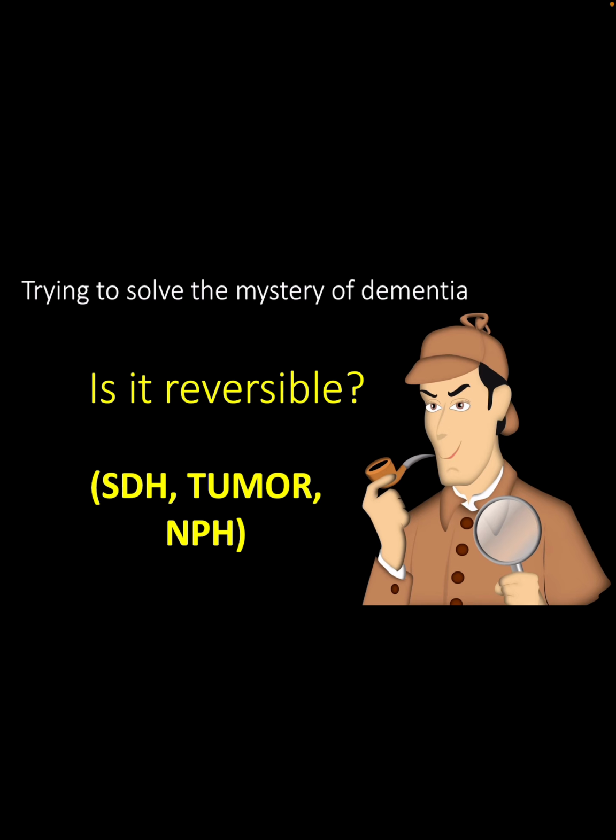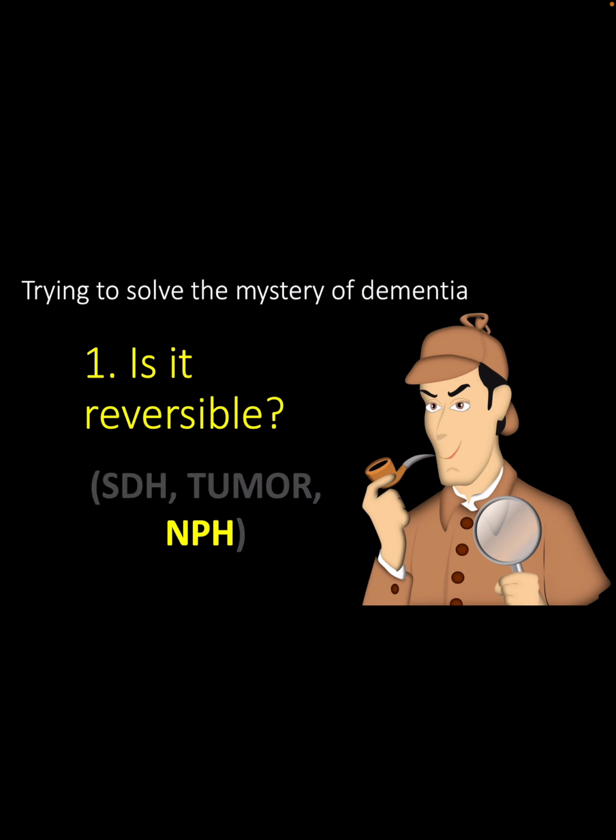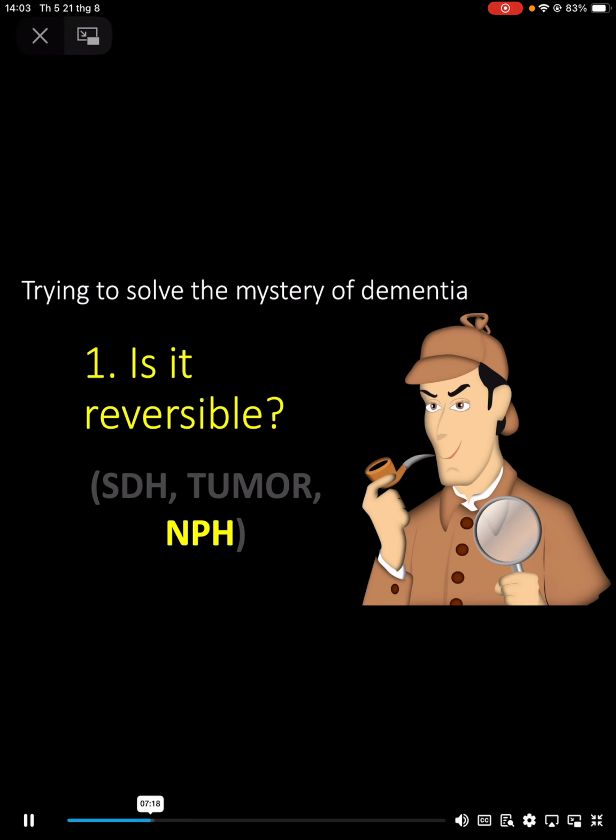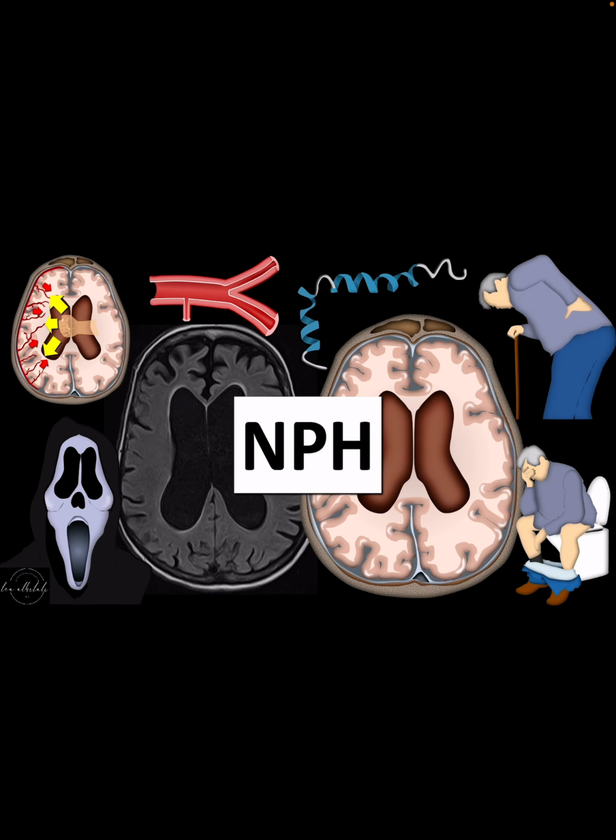So let's start with the first question. Is it a reversible cause of dementia? Now, you probably know how to diagnose a subdural hematoma or a tumor. You don't need my help with that. So instead, I'm going to concentrate on the more tricky possible reversible cause of dementia, and that's normal pressure hydrocephalus. Normal pressure hydrocephalus is one of the most difficult diagnoses in dementia imaging because obviously you do not want to miss a reversible cause of dementia.